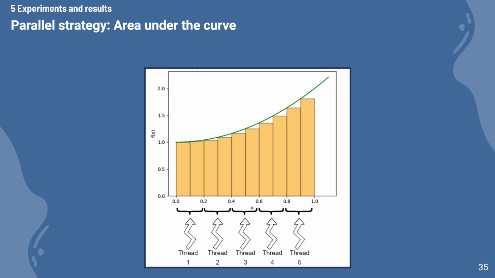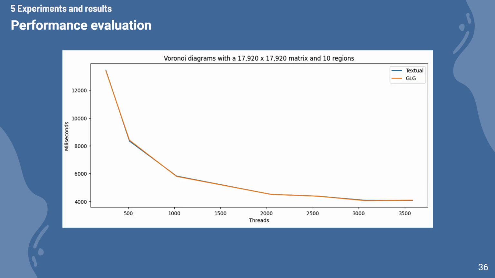An efficient and fast strategy for parallel point evaluation is to partition the interval among the number of threads to calculate the sum of the partial areas. Once each thread has completed the calculation of its partial area, the total sum of all partial areas is computed on the CPU. For performance evaluation, we perform 50 executions of the Voronoi program to obtain a trend.